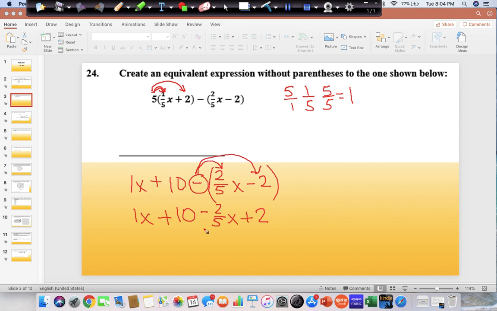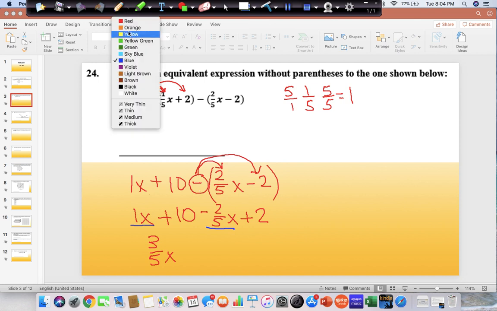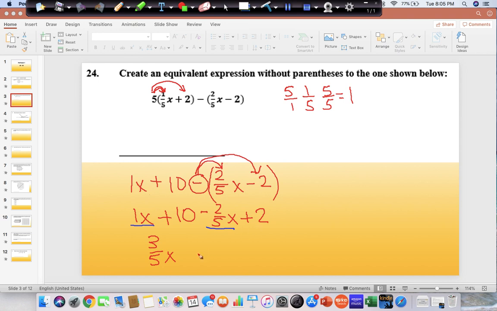And then, of course, you could combine like terms here. So 1x minus 2/5 x gives us 3/5 x. We're combining like terms here, okay? And then the 10 plus 2 gives us positive 12. So you could use this as your answer without parentheses, or you could use this as your answer without parentheses. Both of those are correct answers.